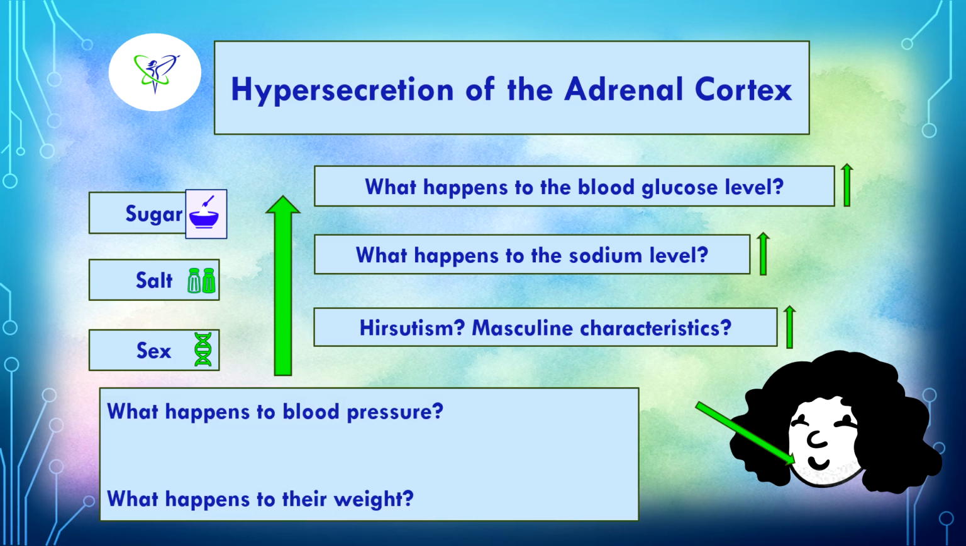What would happen to the blood pressure if we have too much sodium? It's going to go up. What would happen to their weight if they're holding on to too much sodium and too much glucocorticoids, which we're calling sugar? It would go up as well.